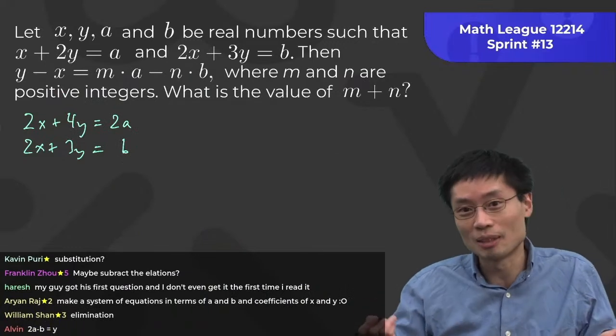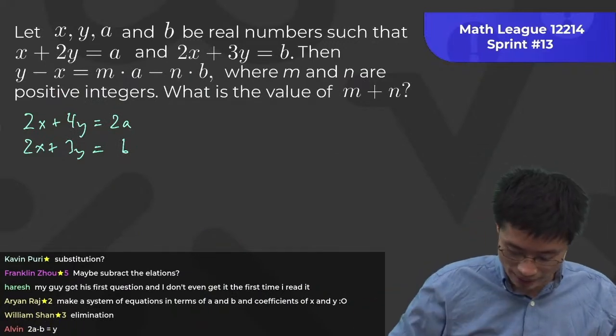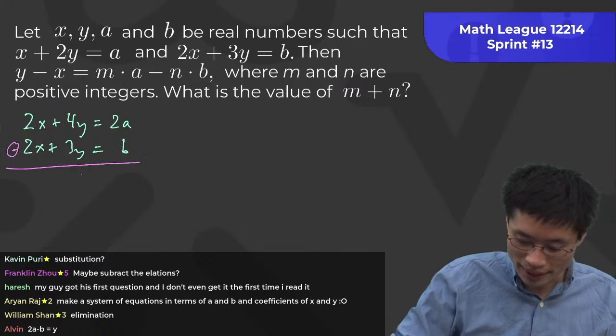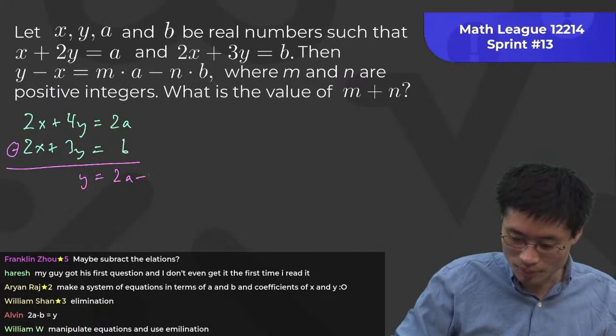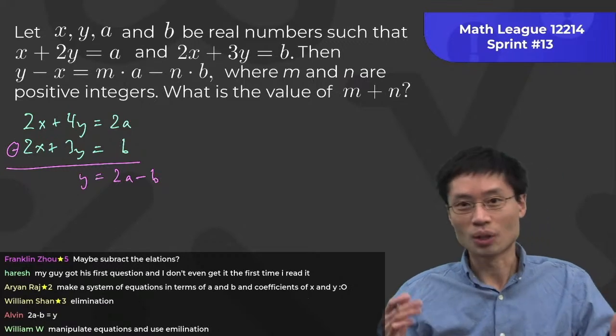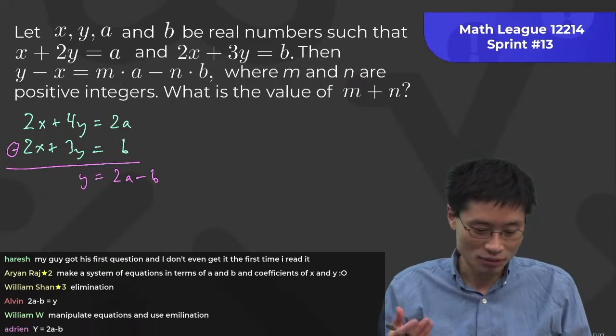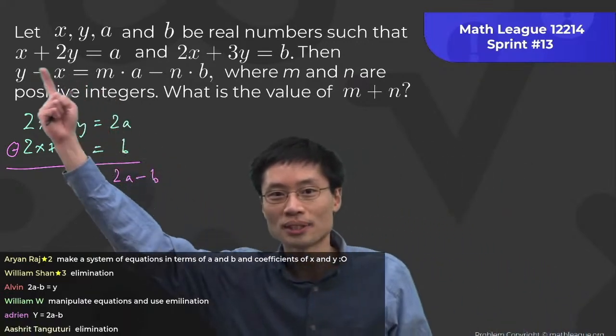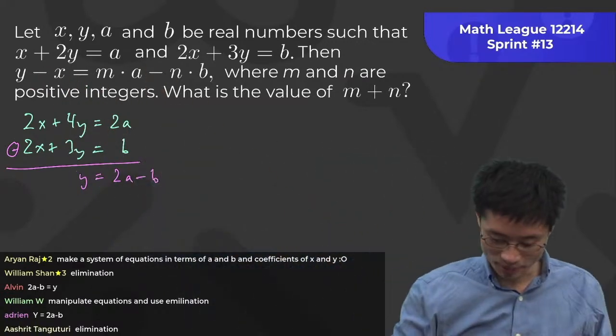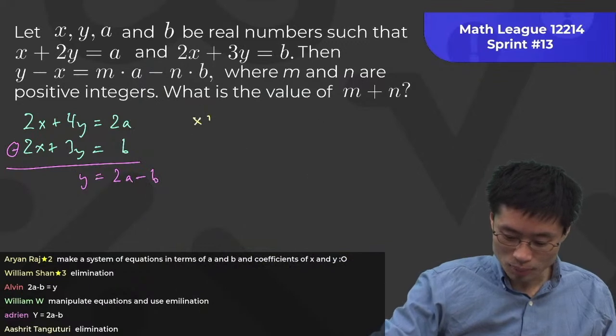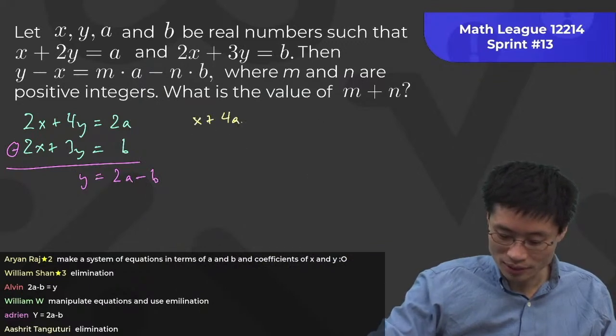But here I'm just going to eliminate the x by subtracting these 2 equations. If you subtract them, I get that y is equal to 2a minus b. Okay, well, in that case, if I know what y is, I can just figure out what x is, because x plus 2 of the y's is a. So that means x plus 2 of the y's, which is 4a minus 2b, is equal to a.